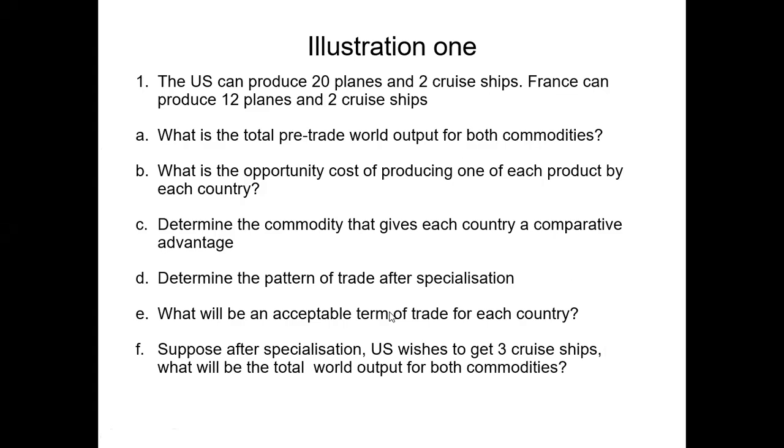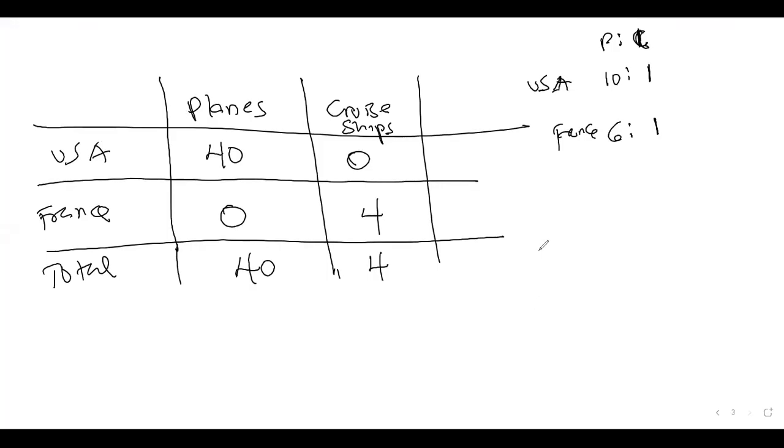Now let's look at something very interesting. Remember these ratios here. If you want to look at the acceptable term of trade, remember that US is producing aeroplanes as their specialization. France is producing cruise ships as their specialization. Now remember that if France produces 1 cruise ship, they lose 6 aeroplanes.